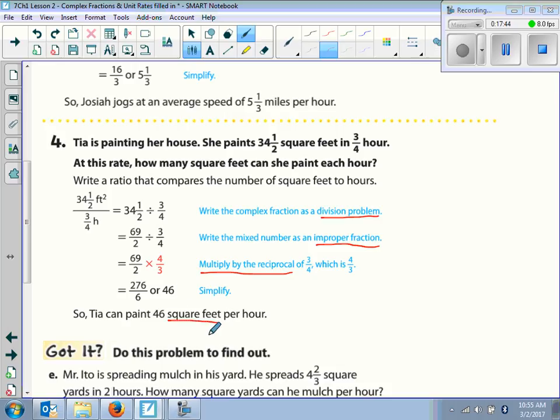Very good. Now, what I want to bring to your attention there is that's 46 square feet. This would be over 1. Does everybody see that? Because if I divide 3/4 divided by 3/4, what do I get? 1. And that's why this is going to be 1 hour in the denominator. Does that make sense? All right, very good.